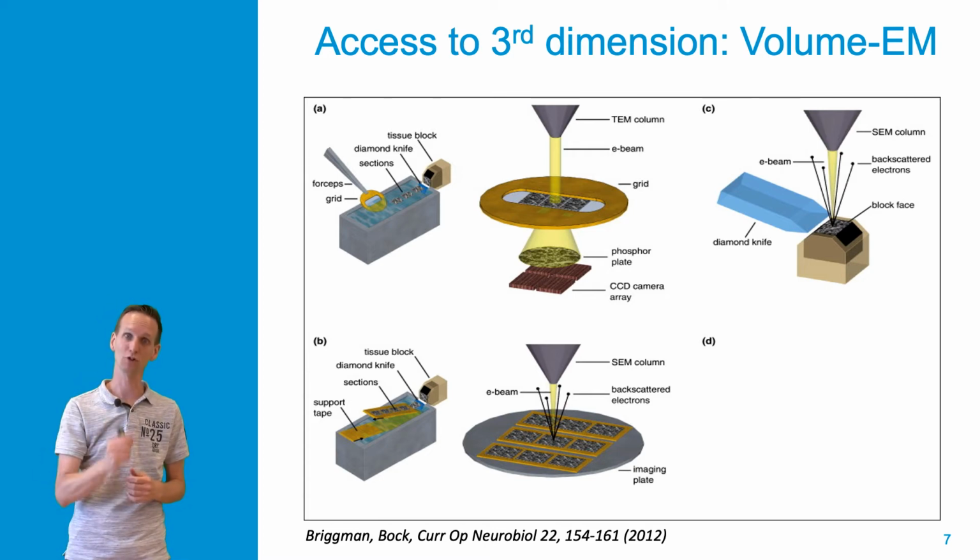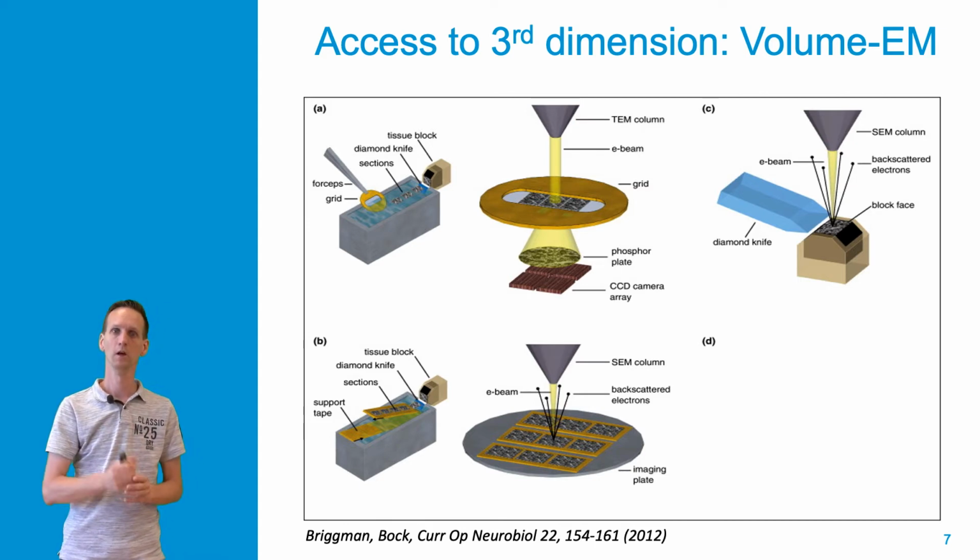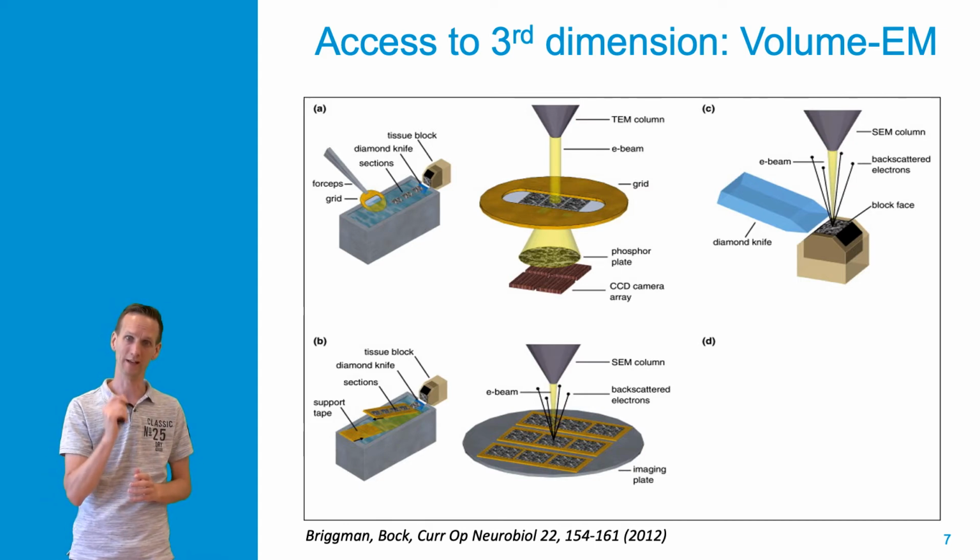The ion beam, of course, consists of ions which have a much larger mass than the electrons in the electron beam. Now this higher mass means that they penetrate less inside the sample, but also interact much stronger and actually sputter away material from the surface.